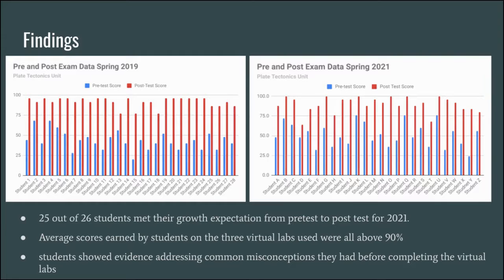And students also showed me evidence of addressing common misconceptions that they had before completing the virtual labs, such as me asking them prior knowledge questions before starting a lab and then realizing their mistakes and fixing those answers after completion of the lab. And also the most commonly incorrect question in spring of 2021, they showed that I think only 2 students actually got that question wrong on the post-test, which was the most commonly incorrectly answered question on the pre-test. So they also showed growth in that area as well.